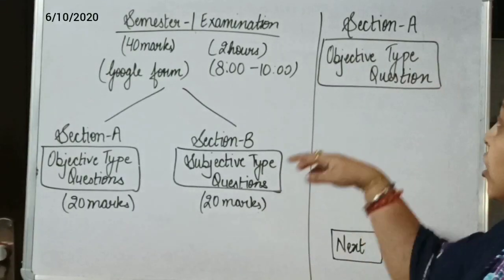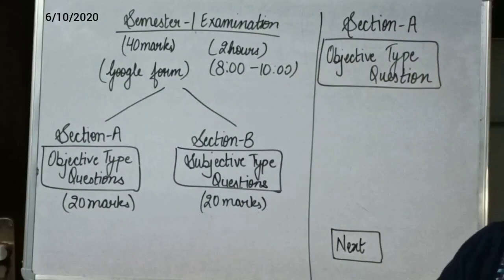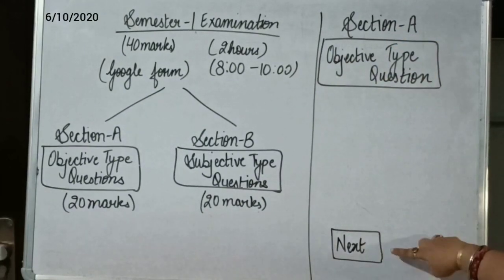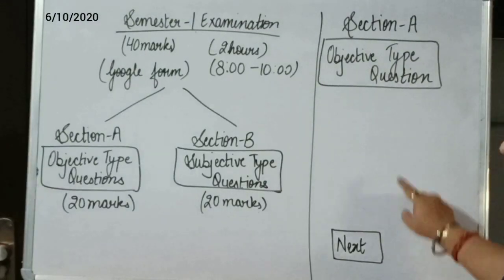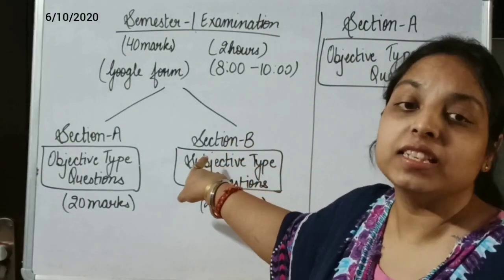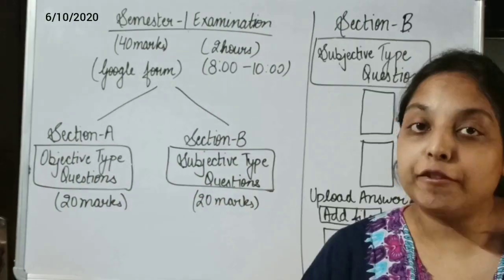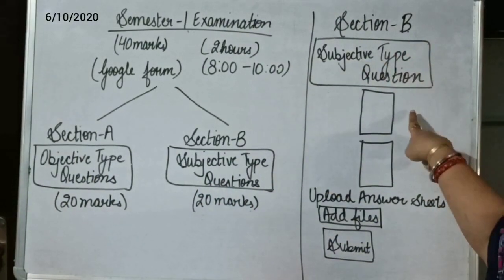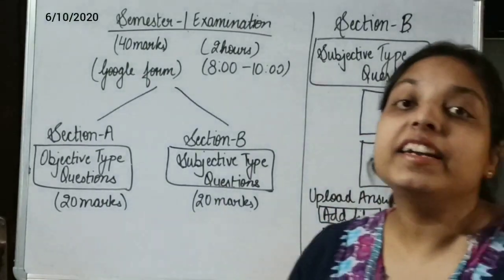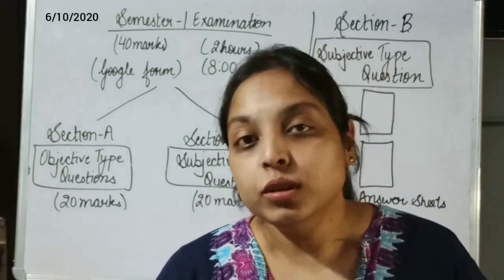After making the hard copy of section A, you will click on the next button that you can see at the end of section A to move on to section B. After clicking on the next button, you will get section B, subjective type questions, and in this part you will get the questions that you have to solve.